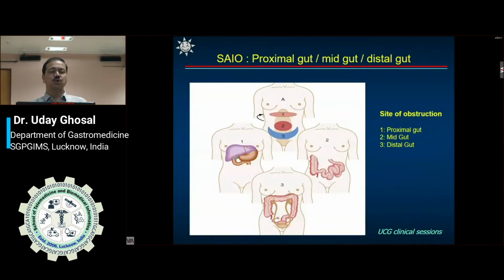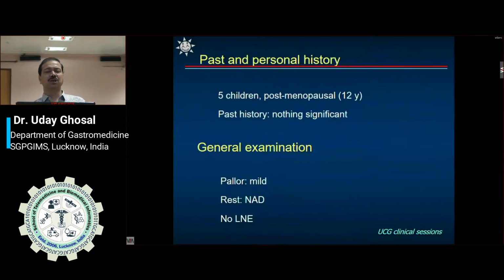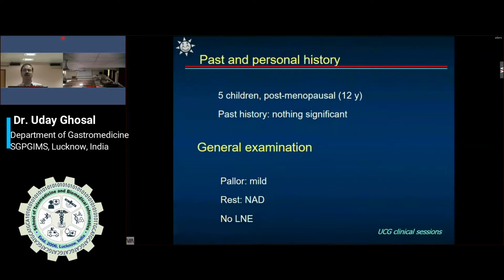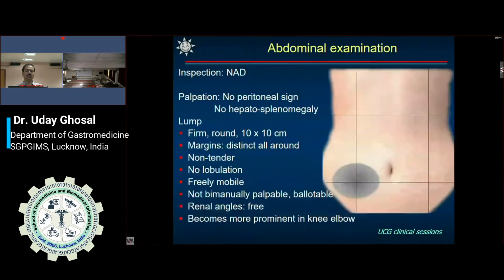Okay. So let us come back to our patient. Past and personal history is very, very important. Look at her personal history. She has 5 children. She is postmenopausal for 12 years. I told you that there is no postmenopausal bleed. There is no significant past history. On general physical examination, there was mild pallor. Otherwise, everything was normal. There was no lymph node enlargement.